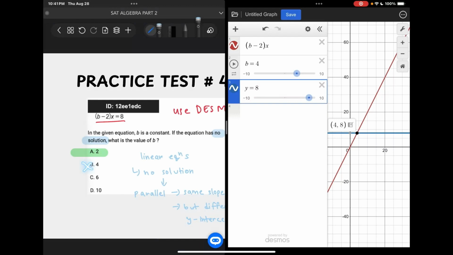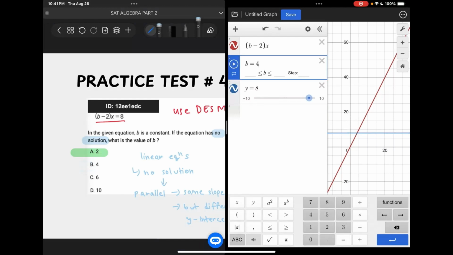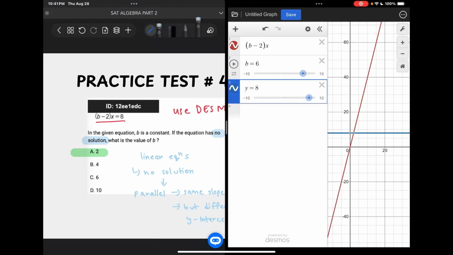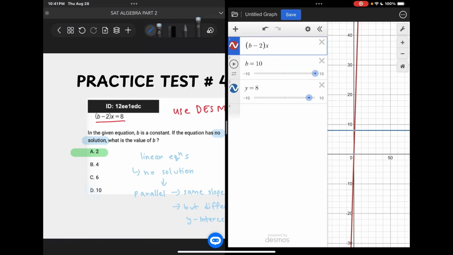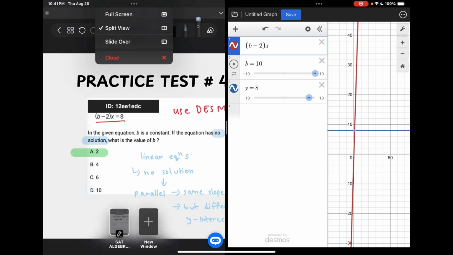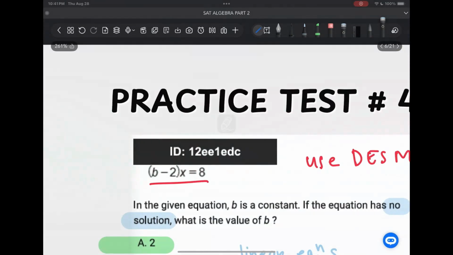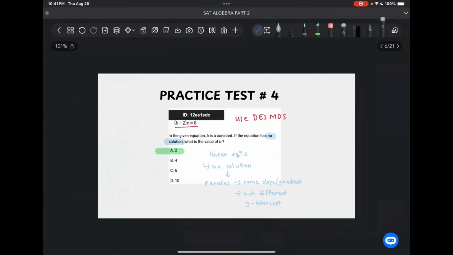So B cannot be our answer. Now, if B equals 6, they again intersect at 2 and 8, (2, 8). So C is not our answer. Now for option D, if it is 10, D is not our answer. I hope that made sense to you guys. So A is our answer, okay?